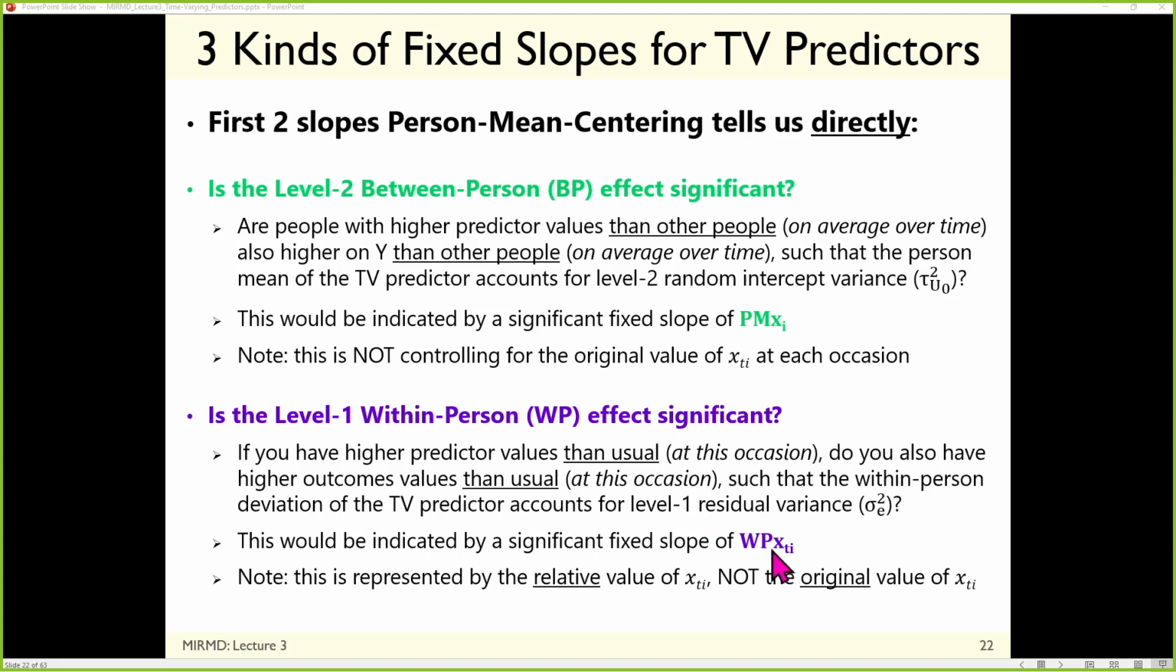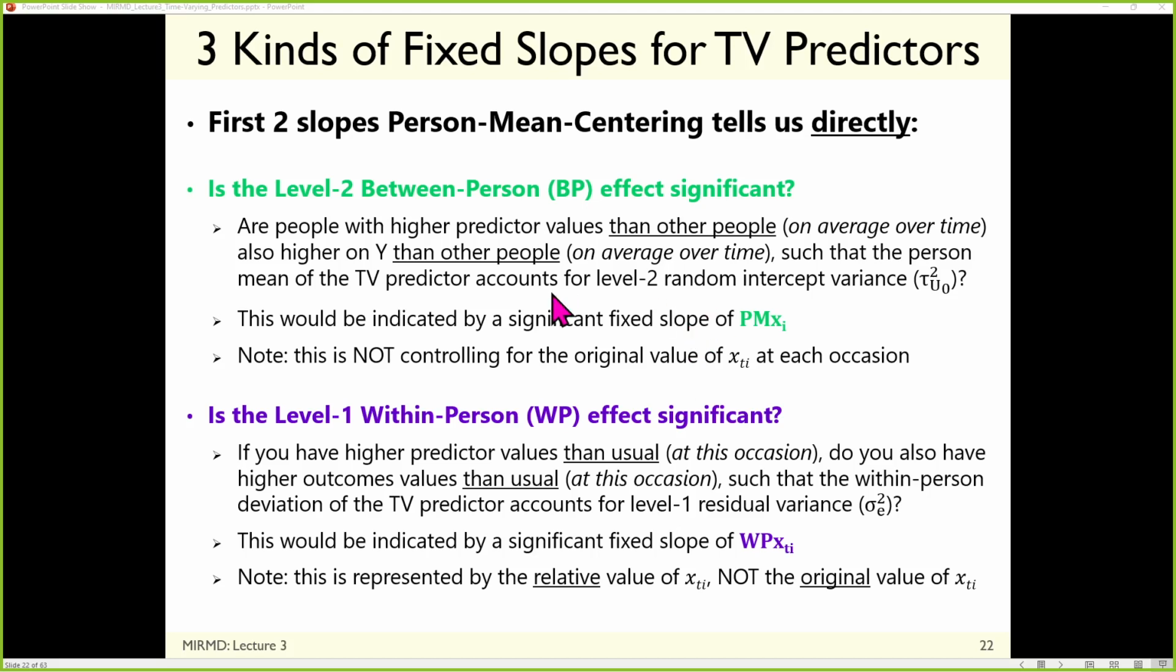So when we talk about within person, it's all about relative. The meaning of what one more unit is, is all relative to what I'm used to. What I'm used to is up here in the level 2 model. So you can put it back together. It's just that each of them does its own separate part.